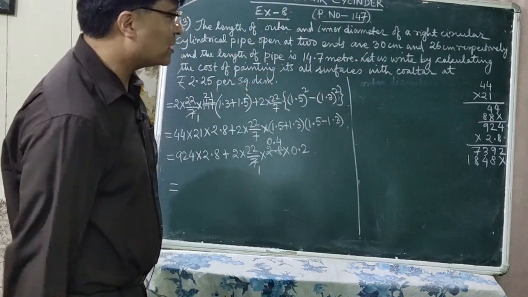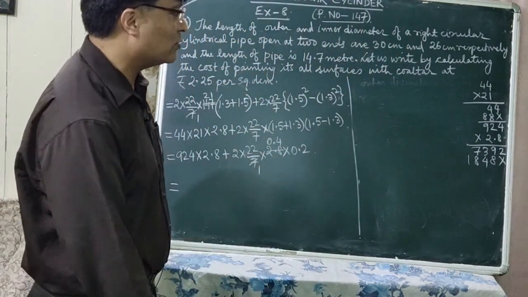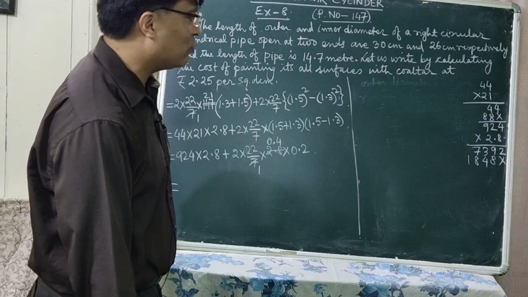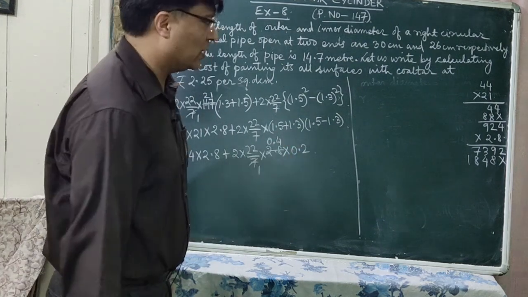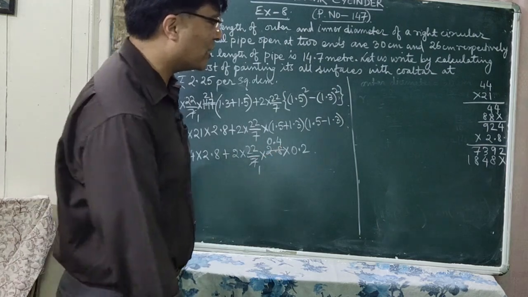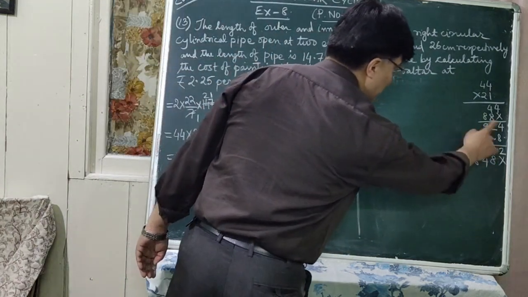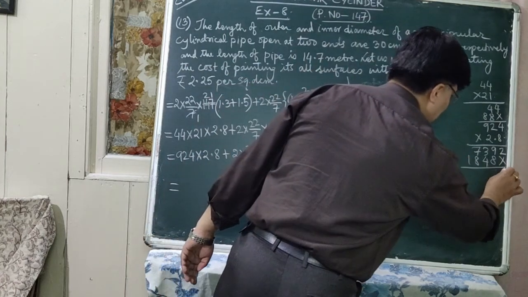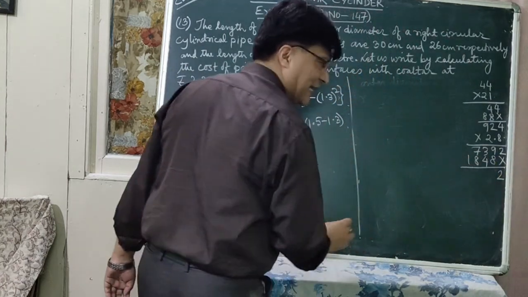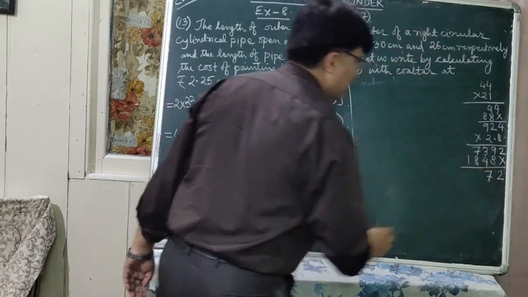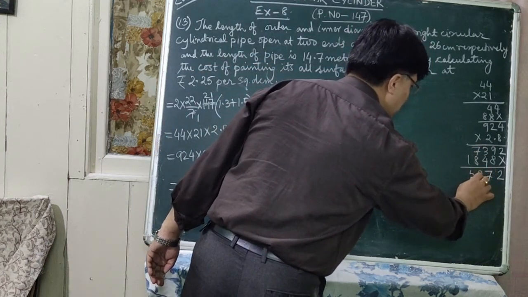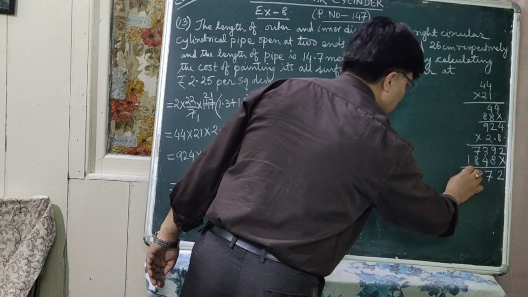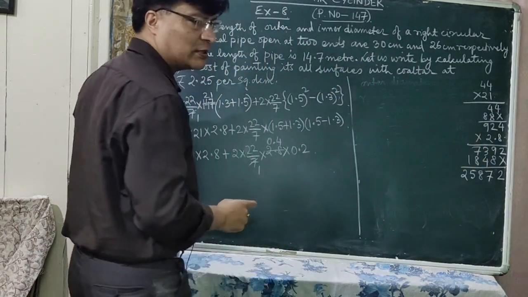So let us check it once again. 8 4s are 32, 2, 3. 8 2s are 16 plus 3 is 19, 9, 1. 9 8s are 72 plus 1 is 73. Now again multiply it by 2. 2 4s are 8, 2 2s are 4, 9 2s are 18. Okay, add them. 2, 9 plus 8, 17, 7, 1. 4 plus 4 is 8, 8 plus 7 is 15, 1, 2.